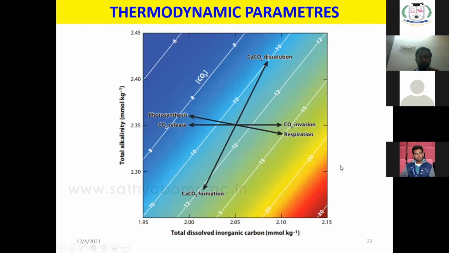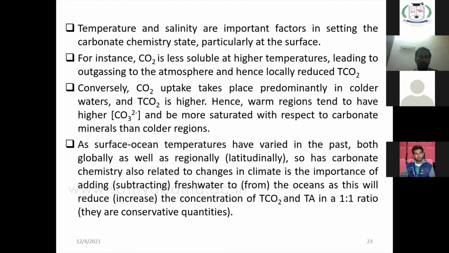So here the terms are the formation of calcium carbonate, and of course the dissolution of it, photosynthesis, and then respiration. Respiration also takes place, utilizing oxygen and liberating carbon dioxide into the atmosphere. CO2 release and CO2 invasion are also covered over here.